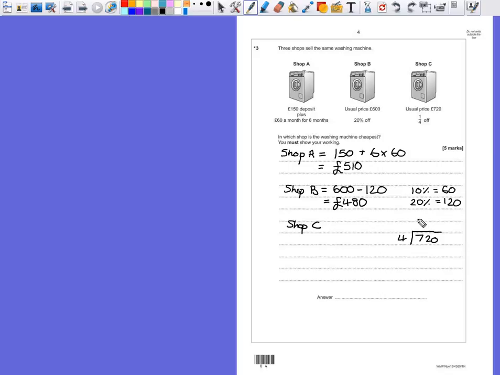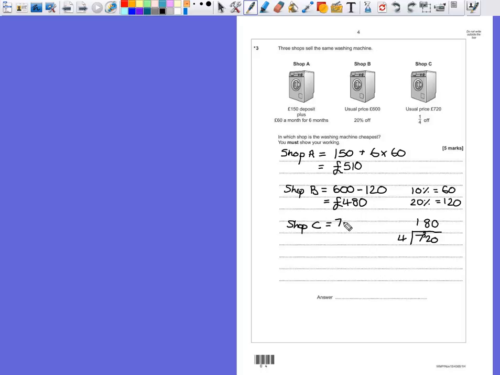4 into 7 is 1, so we carry that 300 across. Now we have 4 into 32, which is 8. Nothing carried across. 4 into 0, 0 with nothing remaining. So we're going to save £180 this time.